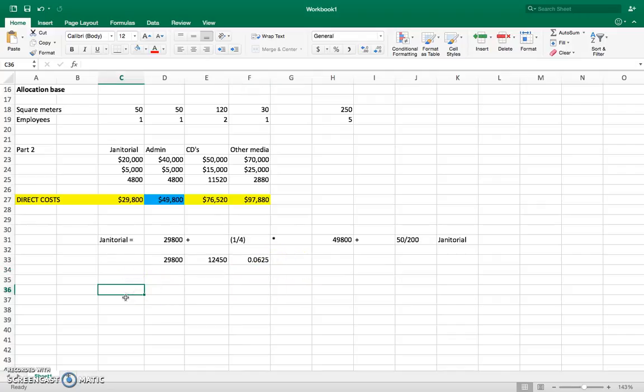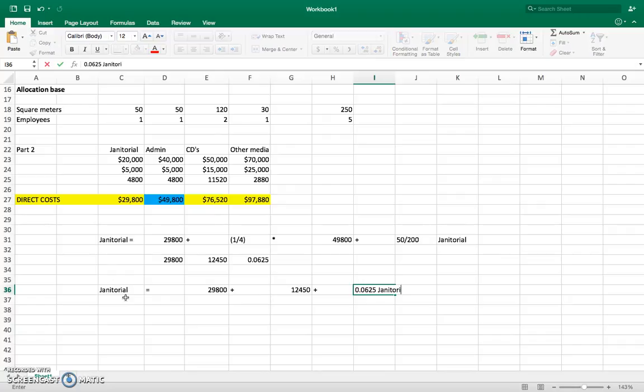So what the equation looks like now is this. Janitorial equals 29,800 plus 12,450 plus 0.0625 janitorial.